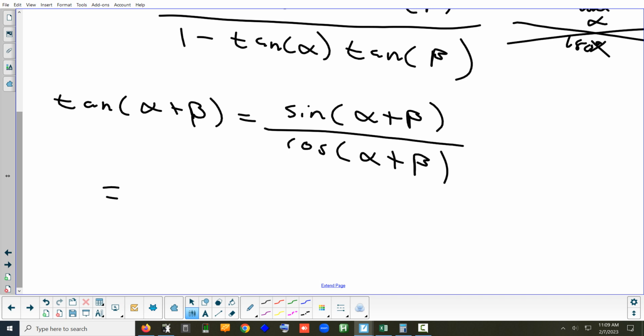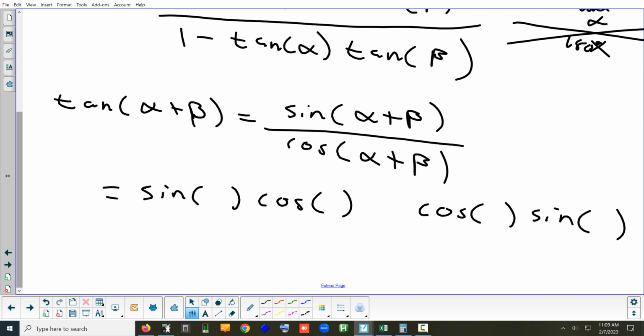When you have the sine of a sum, do you group your trig functions or are they mixed? They're mixed. So we're going to have sine, cosine, cosine, sine. And what symbol do we put between them when we do the sine sum identity? We do a plus. Yep. Alpha, beta. It's like part 2 of us doing that yesterday.